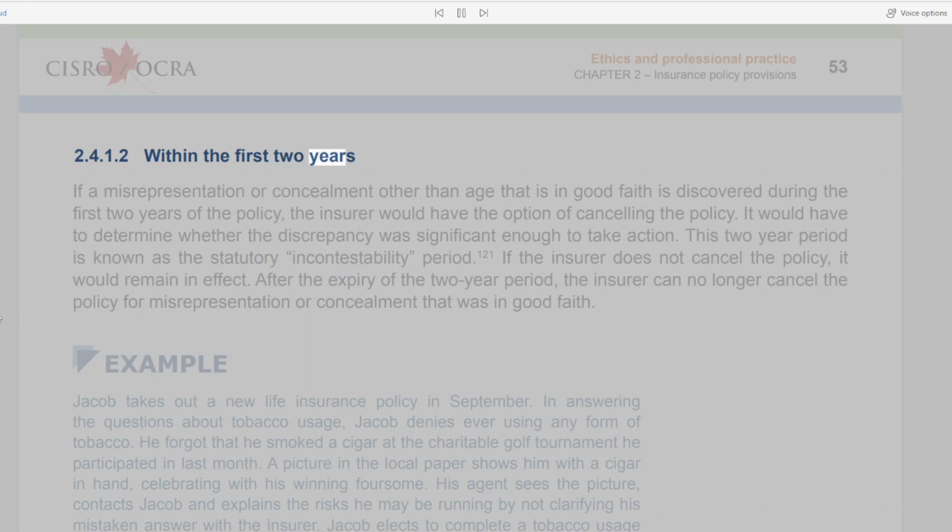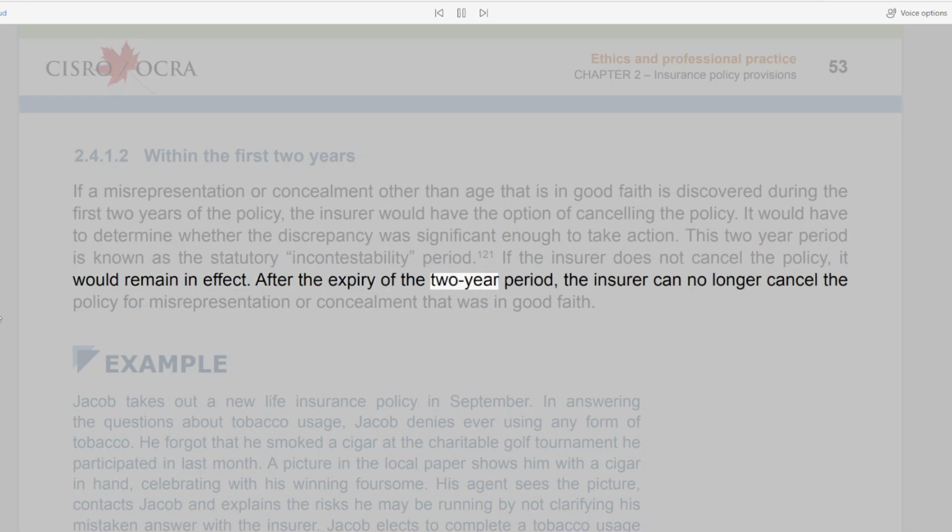2.4.1.2 Within the first 2 years. If a misrepresentation or concealment other than age that is in good faith is discovered during the first 2 years of the policy, the insurer would have the option of canceling the policy. It would have to determine whether the discrepancy was significant enough to take action. This 2-year period is known as the statutory incontestability period. If the insurer does not cancel the policy, it would remain in effect.